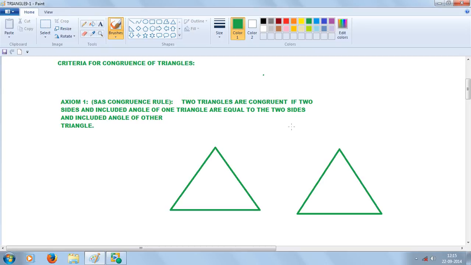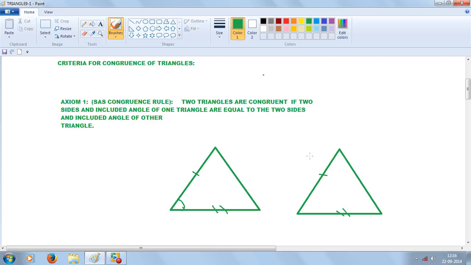So we'll repeat it. Two triangles are congruent if two sides, let us take any two sides. Suppose this side is equal in the two different triangles, and the second side is equal in the second triangle. Suppose this is called the included angle of one triangle. If they are equal to the two sides and included angle of the other, then the two triangles are congruent. This is the first axiom, called the SAS congruence rule.